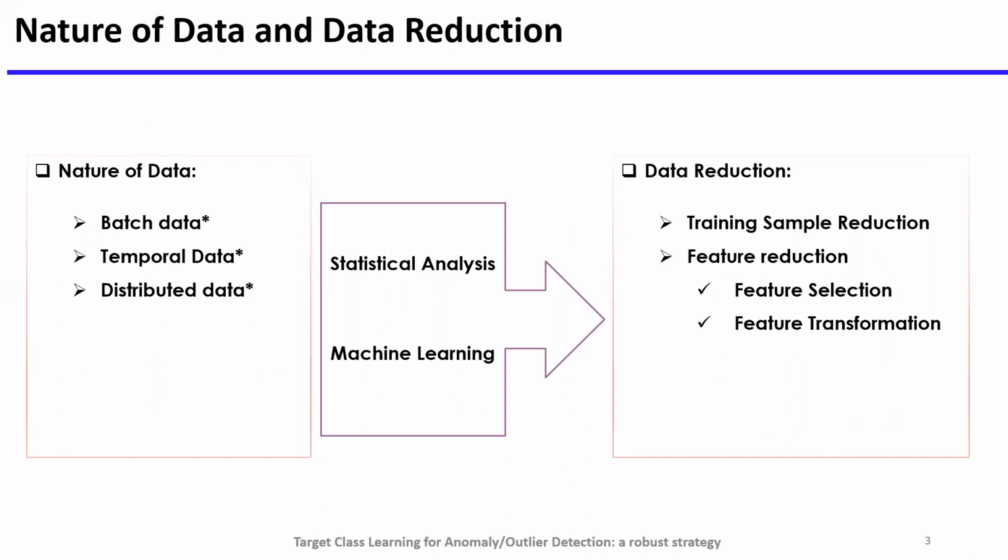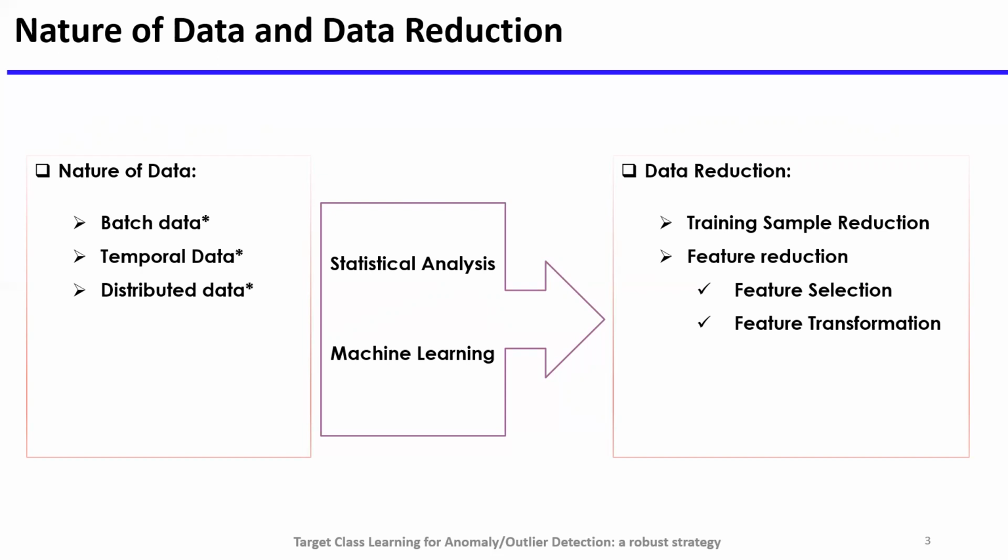If we talk about the nature of the data, then surely the data may be batched, the data may be temporal in nature, the data may be distributed across the globe among different slaves. Note that the temporal nature may be further categorized in two different ways: either the samples arrive temporally, or the features arrive temporally.